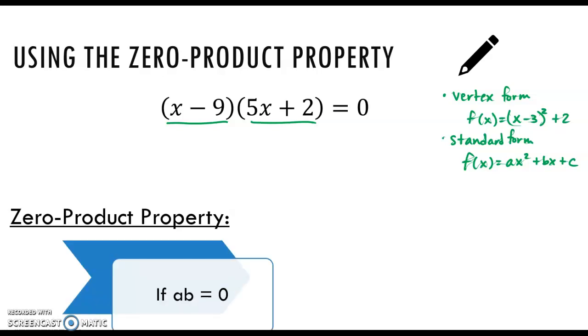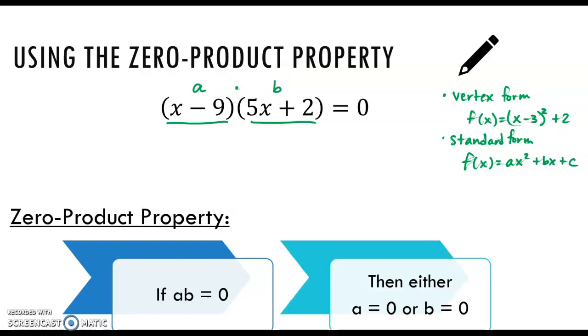The way you do that is you think about the zero product property, which says if a times b equals 0, then you know the only way for that to happen is if either a is 0 or b is 0 or both of them could be 0. So I have here a product of two things. They're equal to 0, so that means either x minus 9 is equal to 0 or 5x plus 2 is equal to 0. Since they're multiplied together and they equal 0, I know that one of them would have to be 0.